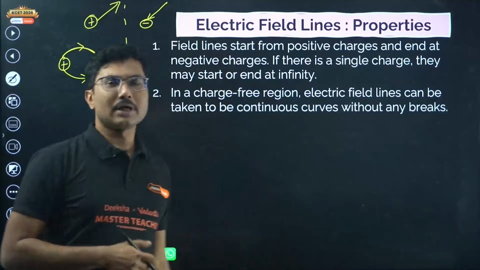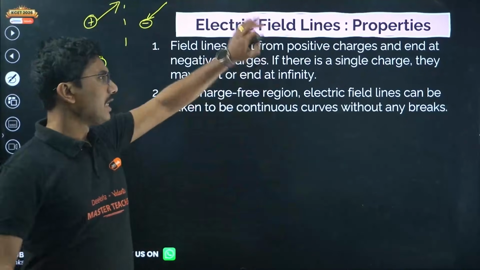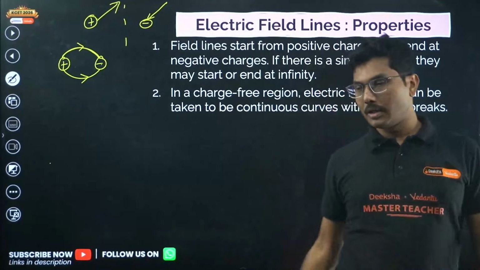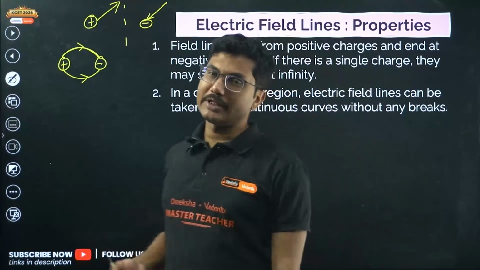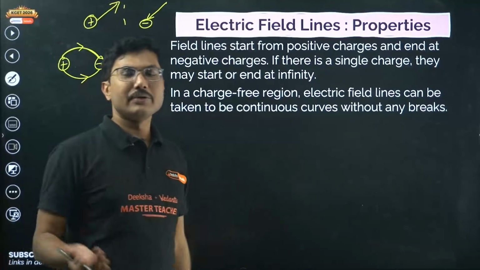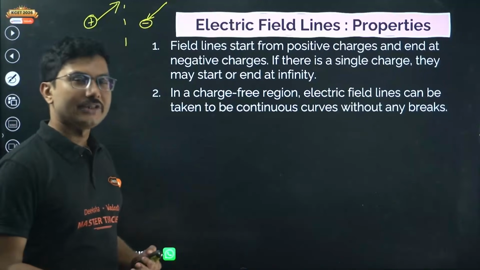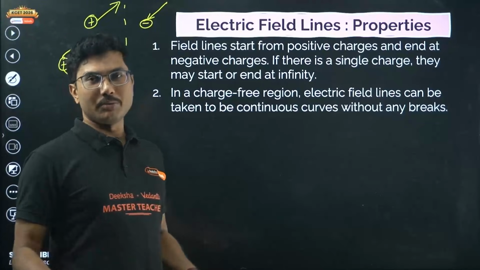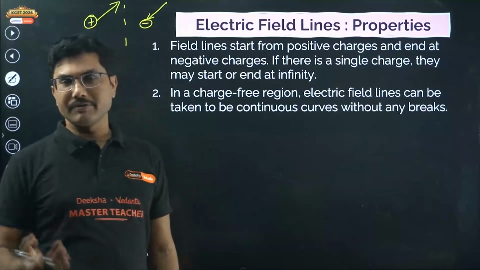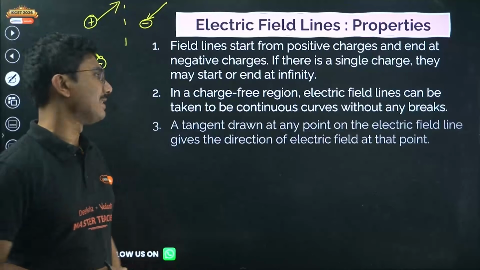Now these properties are also important for KCET. They will give you some properties and ask you to identify the wrong statement, or identify the correct statement. So one of the properties will be given correct and the other three incorrect, or vice versa. Three of them will be correct, one will be wrong. You have to identify the wrong statement. That's why properties of electric field lines are also important for KCET.